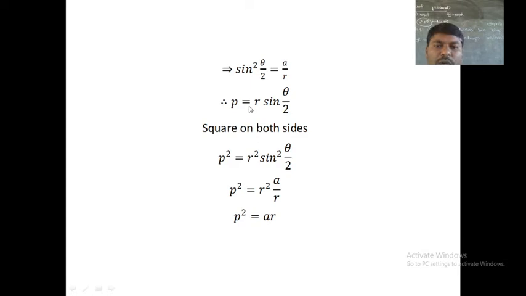Therefore p is equal to r sin theta by 2. Square on both sides. p square is equal to r square sin square theta by 2. So p square is equal to r square sin, here sin square theta by 2 can be written as a by r. So replace a by r. Here r gets cancelled. p square is equal to ar. So this is the required Pedal equation for the given curve.